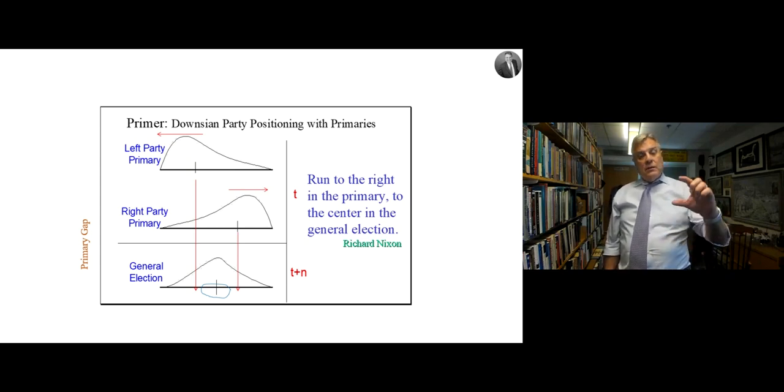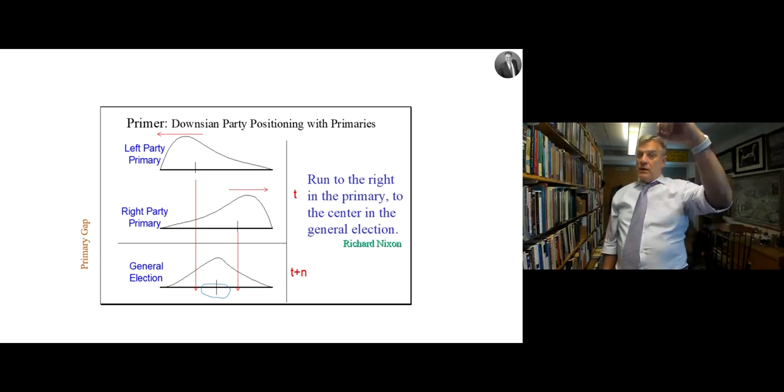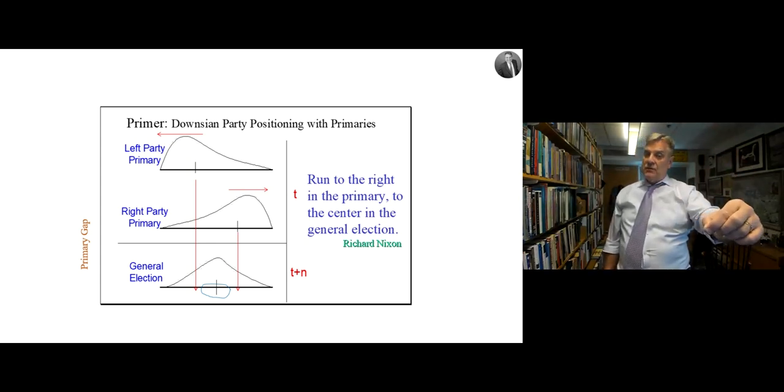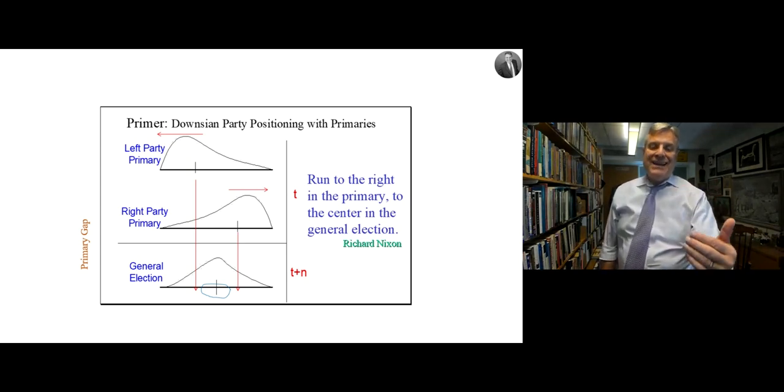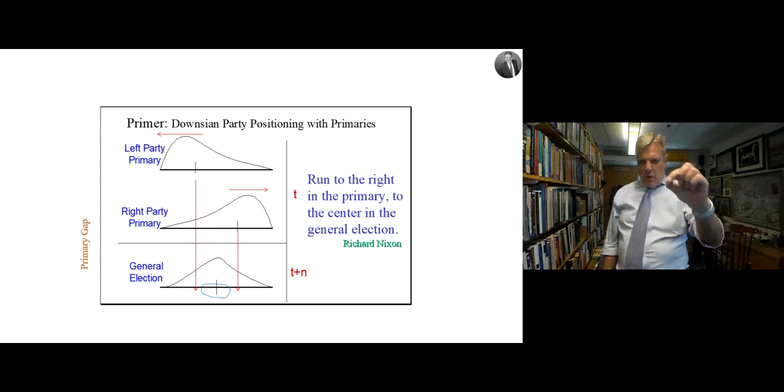In areas where the primary gap is small, like you're running a primary in September and the election's in November, what you advertise in the primary is going to spill over into the general election, and you're actually more likely to get moderate candidates emerging out of a primary when the primary gap is small.